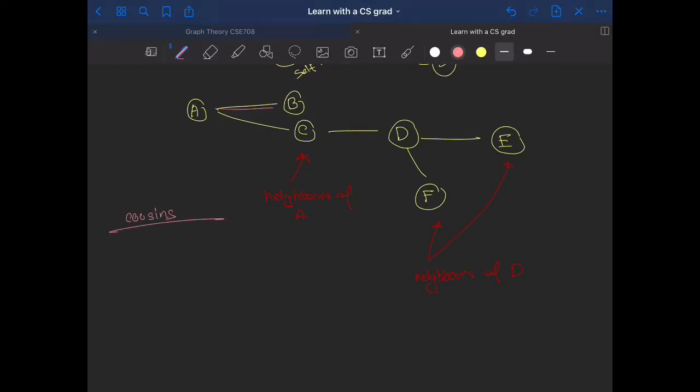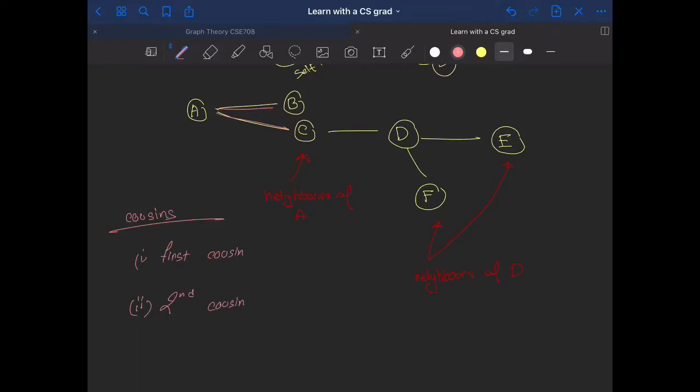So the ones that you're directly connected to, in this case B and C, which are your neighbors, are your first cousins. So we have first cousin, and we have the concept of a second cousin. The first cousins are basically the ones that you're directly connected to, or your neighbors, and second cousins are the ones that you have to go through your first cousin.